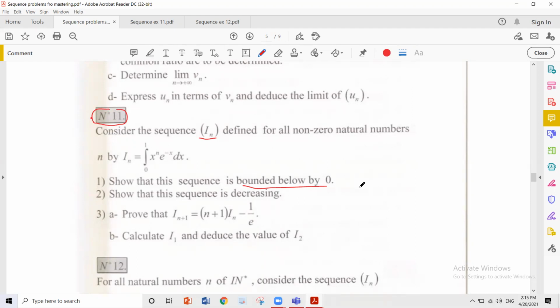Who can tell how to show this sequence? Haikaz, you said simple. How to show this sequence is bounded below by 0? Can نعمل minus. لا. شو بنبرهن IN is bounded below by 0? No, IN is a negative. بنبرهن IN is greater than or equal to 0 for every N. We need to prove that IN is greater than 0 for every N. How to prove IN greater than 0 for every N?